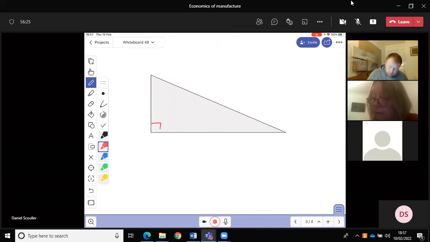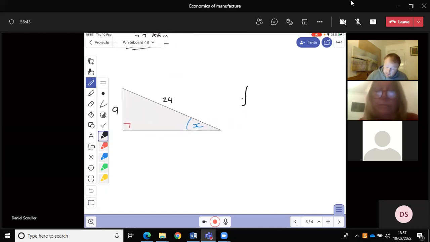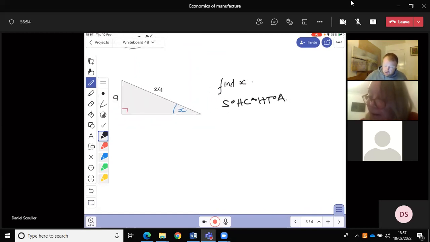Right angle triangle, 24, and that's the number 9. We want to find the angle. So we're still finding x, still going through SohCahToa, trig rules for right angle triangles.